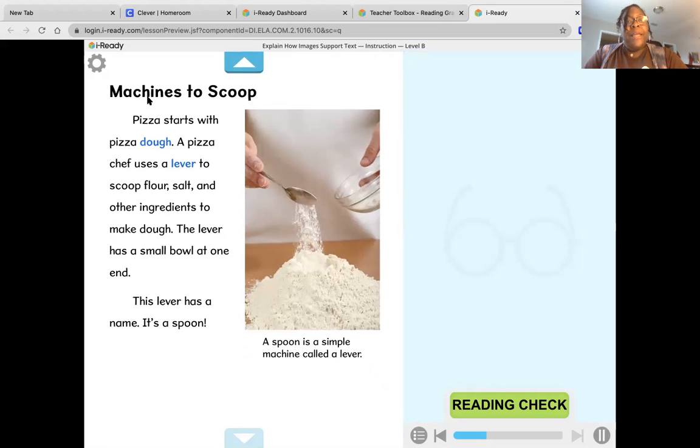All right. Machines to scoop. Pizza starts with pizza dough. A pizza chef uses a lever to scoop flour, salt, and other ingredients to make dough. The lever has a small bowl at one end. This lever has a name. It's a spoon.